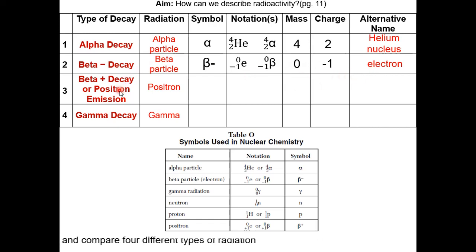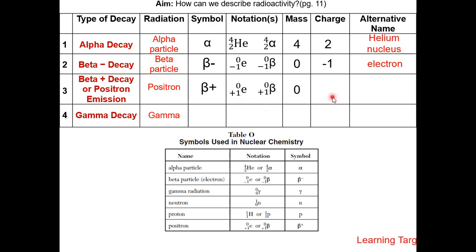The next type of decay is the beta plus decay, or positron emission. The radiation released is a positron. The symbol of a positron is beta plus. There are two notations. It has the same mass as a beta particle, but the opposite charge. The alternative name is a positive electron.